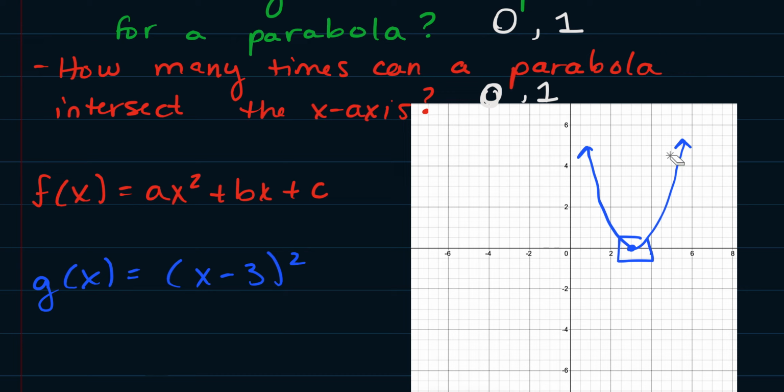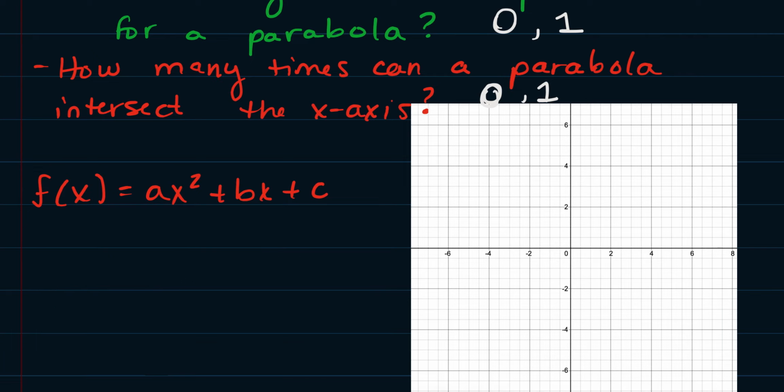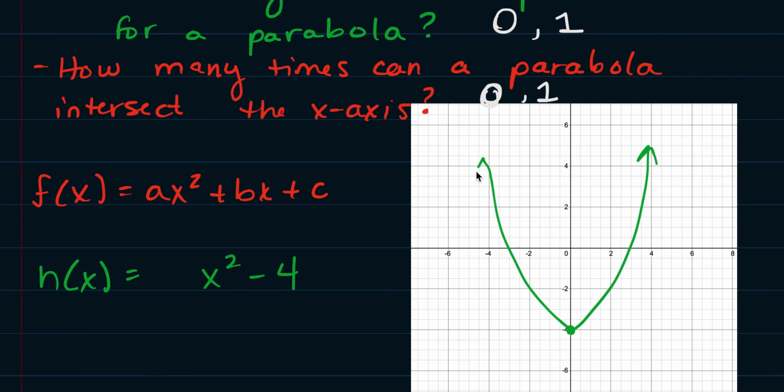And of course, you can have something like h of x is equal to, let's move it down 4 units. So let's take the parabola and just move it down 4 units. And again, this is a sketch, but the idea is you can see that it crosses the x-axis 2 times.